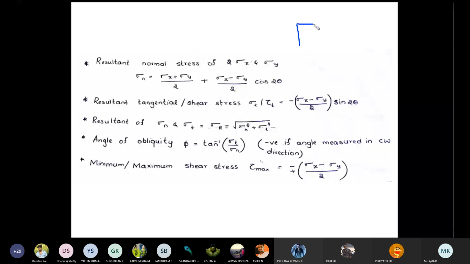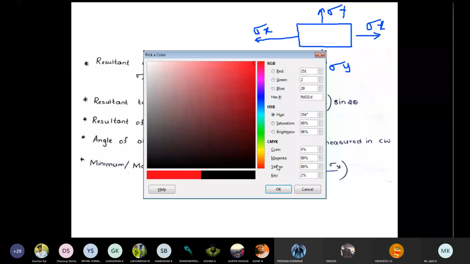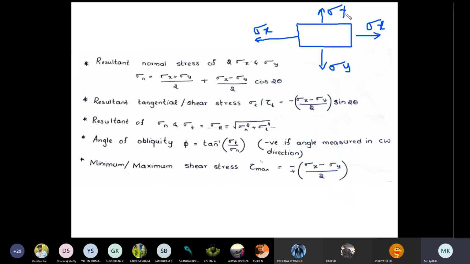So you consider one object. Two forces are acting: one force along the x-axis and the second force along the y-axis. Because of this force, one stress is developed along the x-axis, sigma x. And because of this vertical force, one stress is developed along the y-axis also, that is sigma y. So two stresses are developed, sigma x and sigma y. My intention is to find the resultant of sigma x and sigma y in a plane which is inclined at a certain angle theta with respect to vertical.